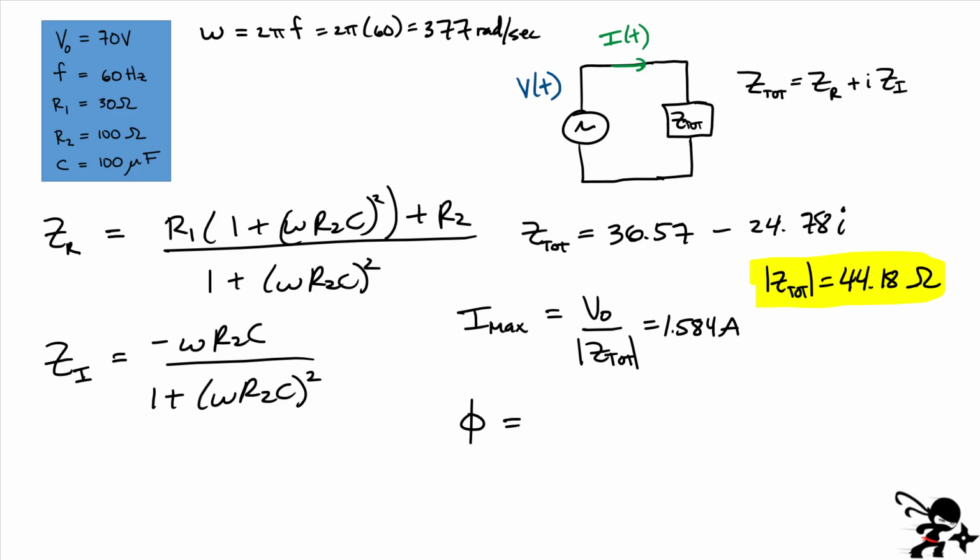The phase angle between the voltage and the current, the phase angle phi, which we defined as tan inverse of the ratio of the imaginary part to the real part, is minus 24.78 divided by 36.57. That gave me a phase angle of minus 34.12, which I'll write in degrees.